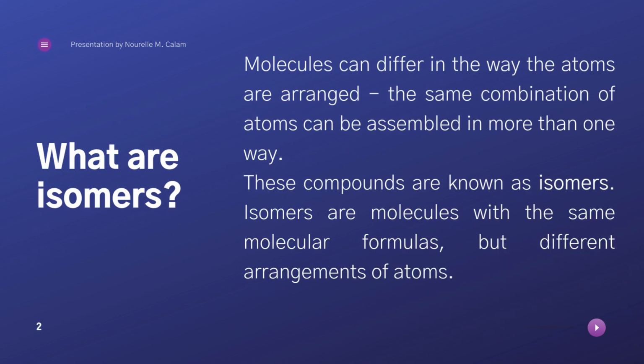So, what are isomers? Now, molecules can differ in the way the atoms are arranged. The same combination of atoms can be assembled in more than one way. Now, these compounds are known as isomers. Isomers are molecules with the same molecular formulas but different arrangement of atoms. Now, what I'm trying to say here is that there are some molecules possessing the same molecular formula.